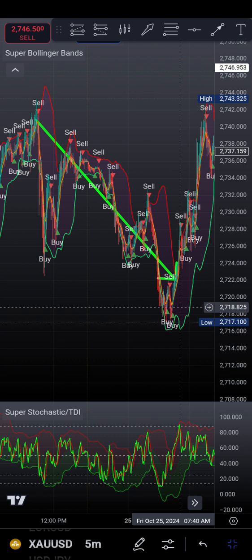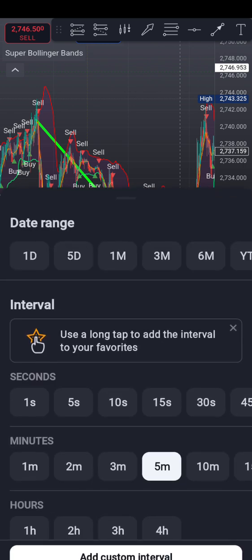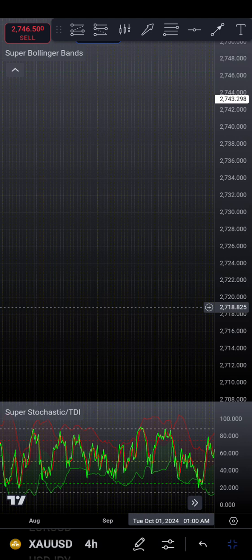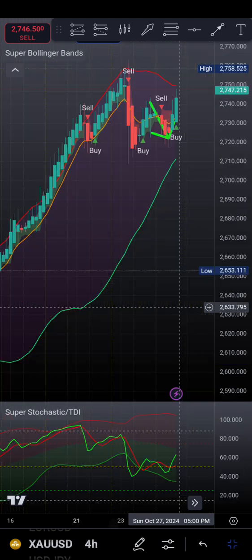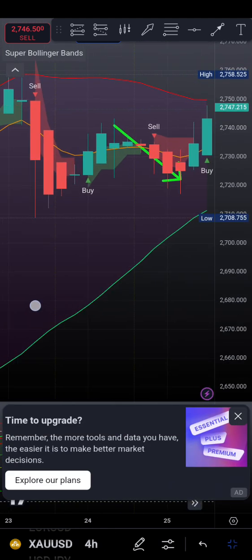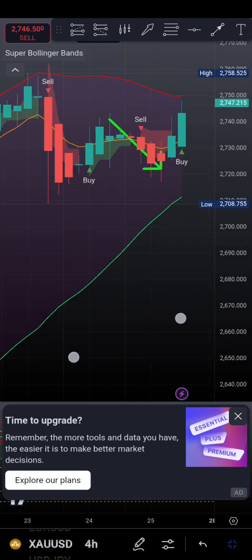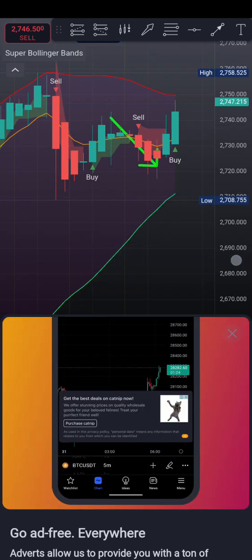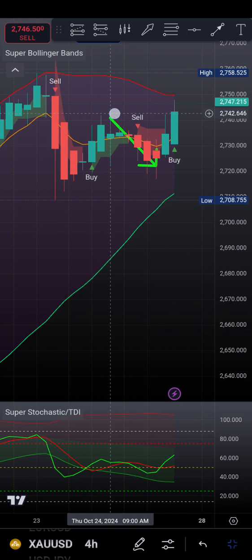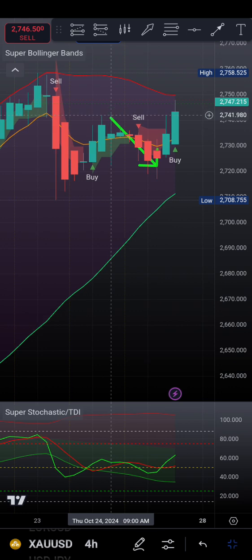One trade. Look, let's go on a 4 hour so you can see what that looks like. One trade. Boom. Pow. Look at that. Look at it. You got in here. You got in there.